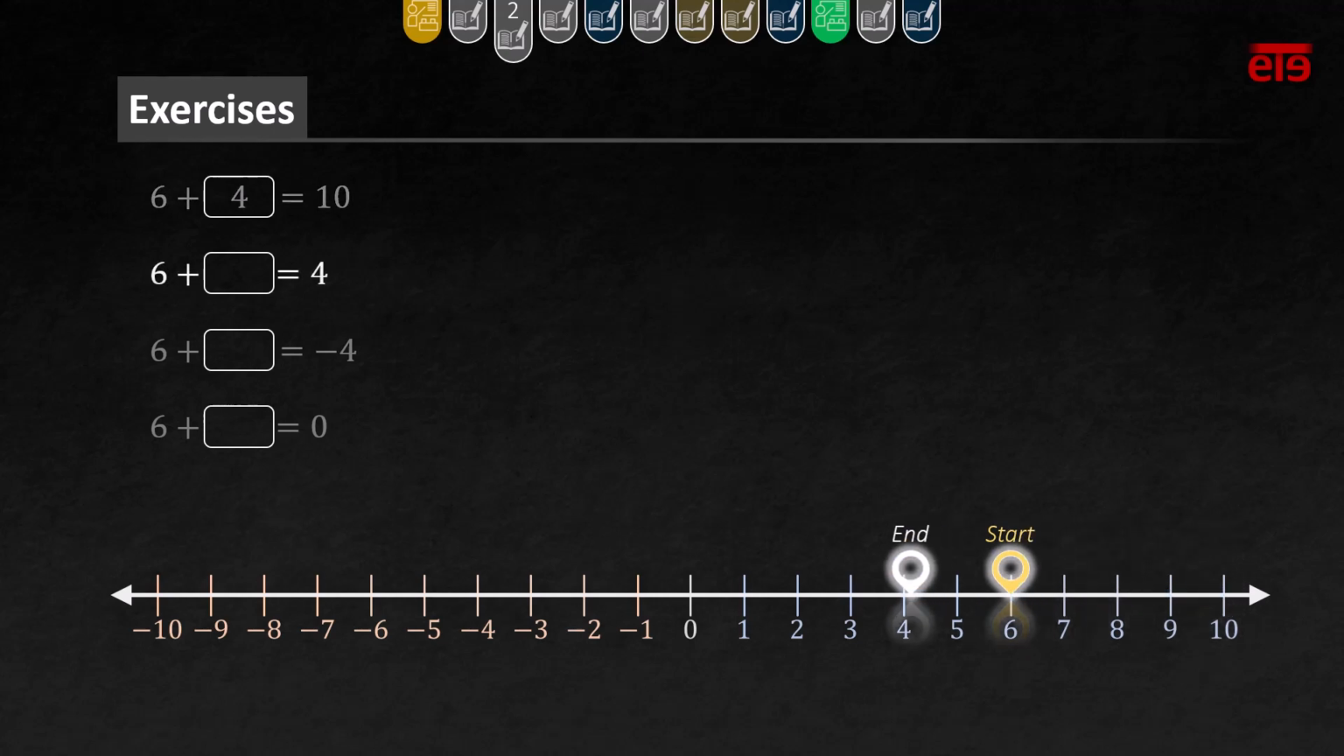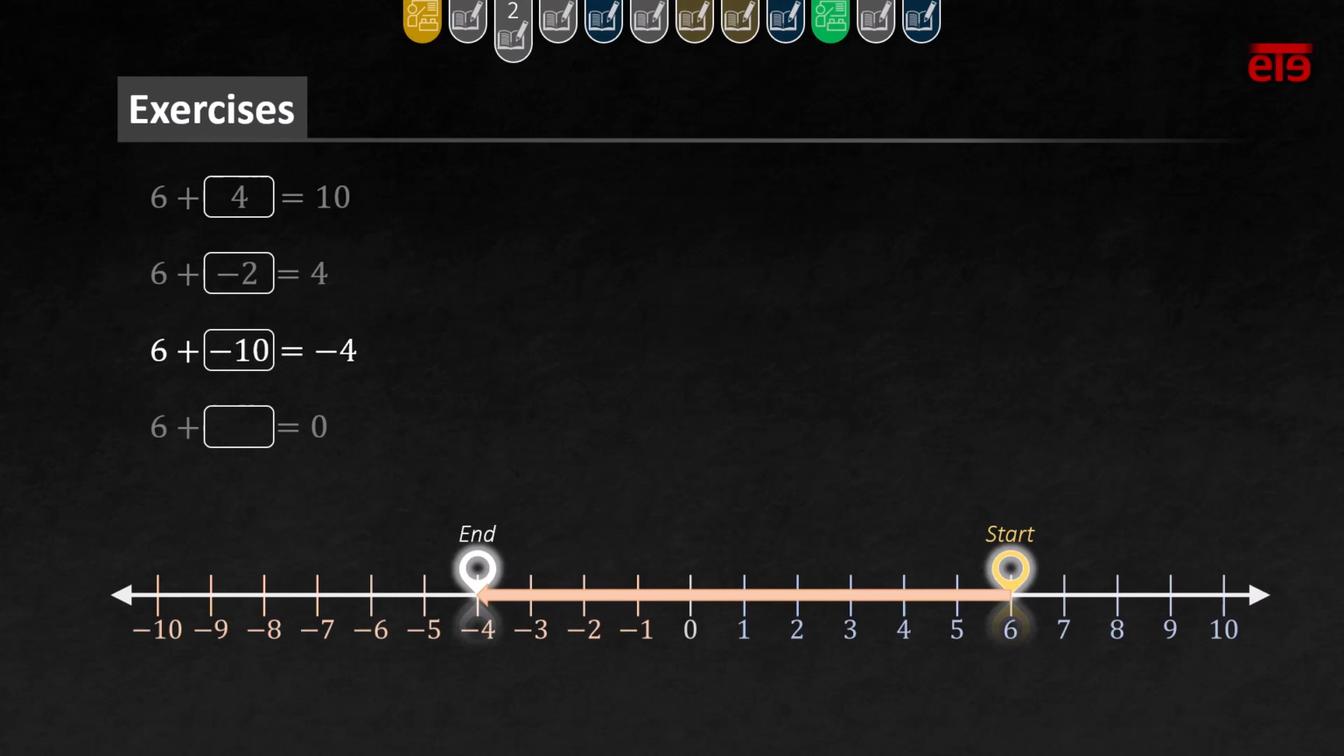For the second question, we count from 6 to 4. 4 is 2 steps to the left of 6. So the answer is -2. Here we count from 6 to -4. It is 10 steps towards the left side, which gives the answer -10.